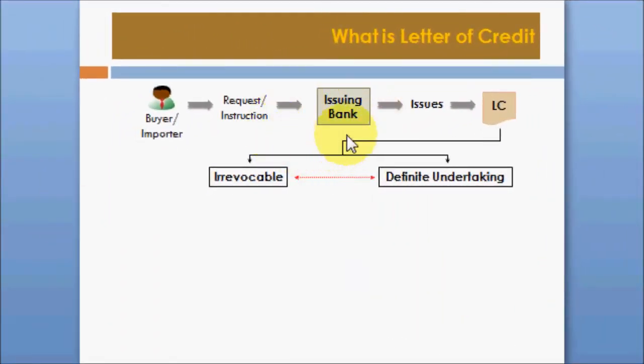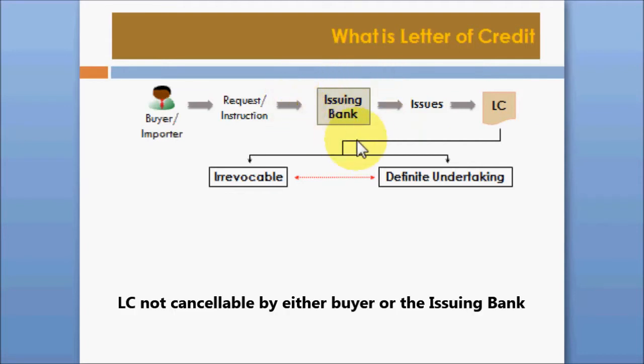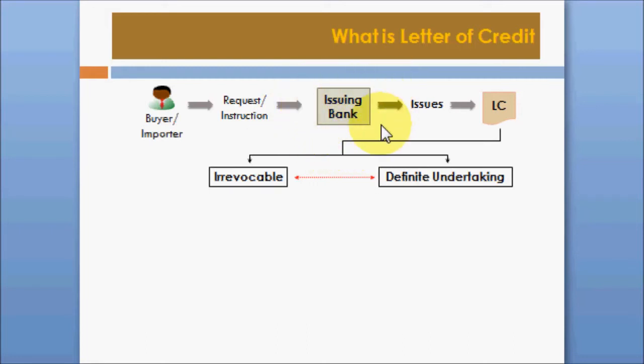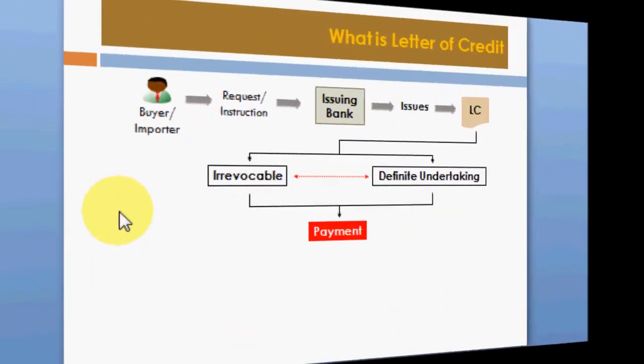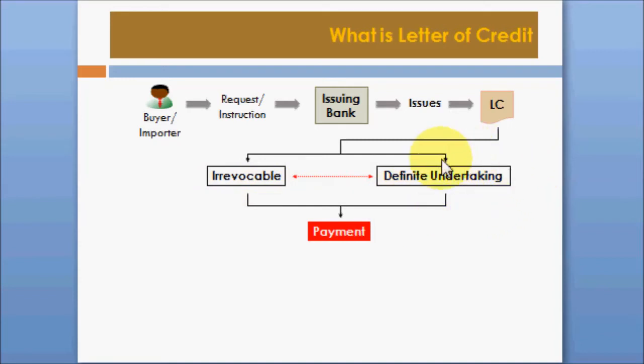When the issuing bank issues the LC, the issuing bank is said to have issued its definite undertaking or guarantee or promise which cannot be revoked or cancelled even by the buyer, the party who in the first place had given the instruction to the issuing bank. Now, even the issuing bank itself, once the LC has been issued, is no longer in the position to cancel or revoke the LC. The irrevocability of the definite undertaking issued by the issuing bank in the form of letter of credit is only to serve one main purpose, that is to make a payment.